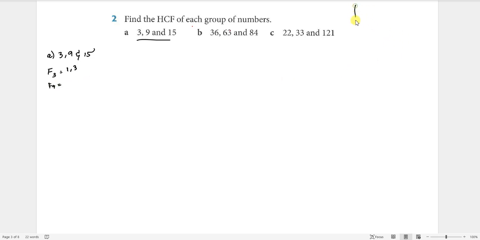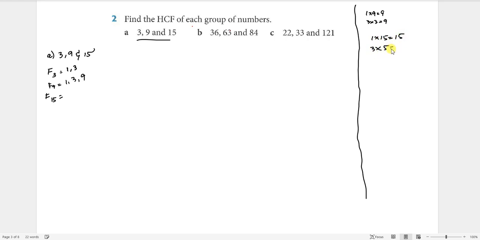Let's allocate this space for our rough work because it's difficult to move in between documents. 1 times 9 is equal to 9. 3 times 3 is equal to 9. That's it. So we have 1, 3, and 9. We have factors of 15. 1 times 15 is equal to 15. 3 times 5 is equal to 15. So we have 1, 3, 5, and 15.